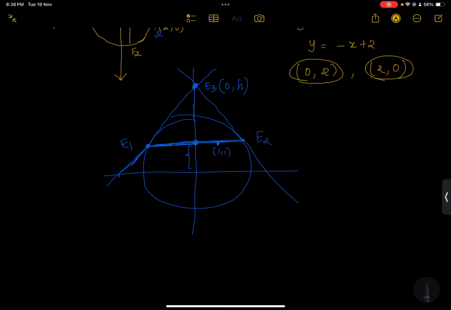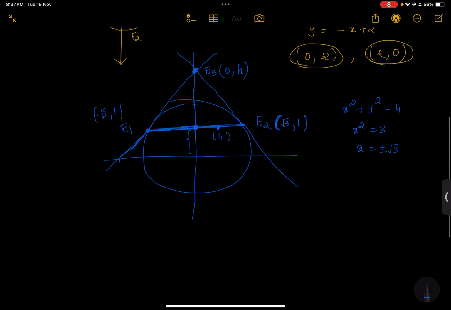Let us find out the coordinates of E2. We know the height of E2 is 1, so the y coordinate will be 1. Similarly, the y coordinate of E1 will also be 1. Let's find the x coordinate. We know x square plus y square is equal to 4. If y is equal to 1, x square is equal to 3. x is equal to plus or minus root 3. So this is root 3 comma 1 and this is minus root 3 comma 1.